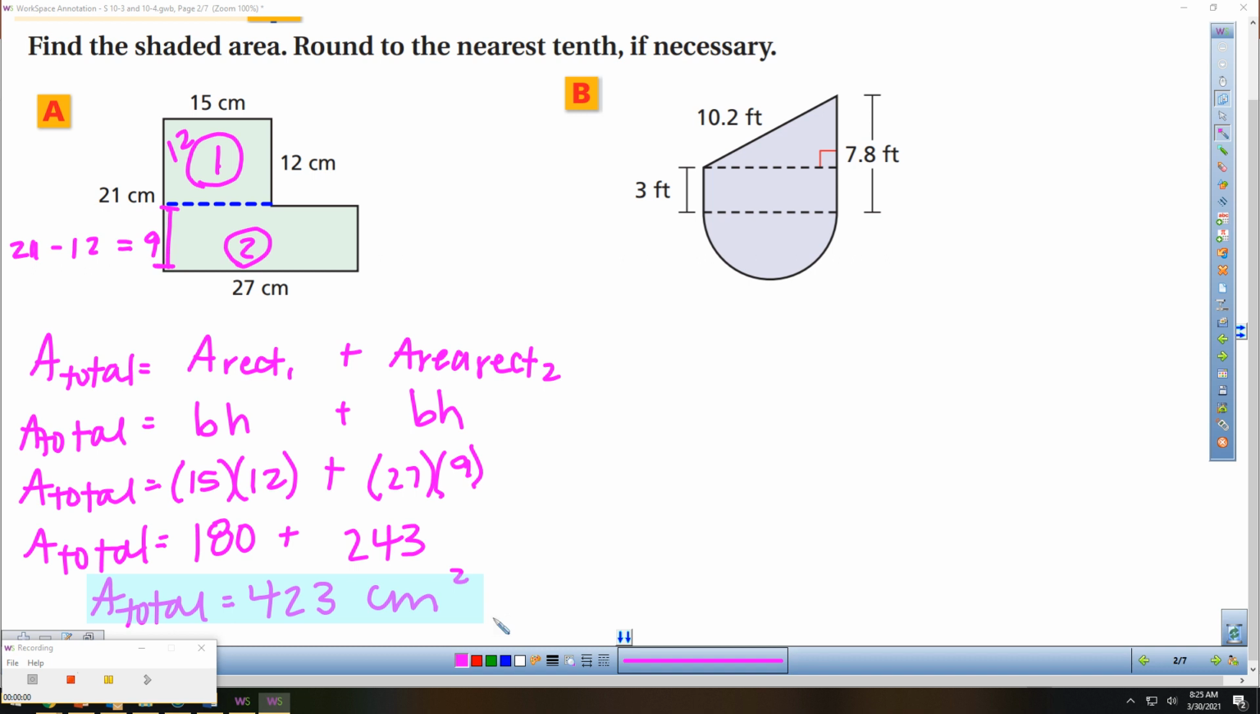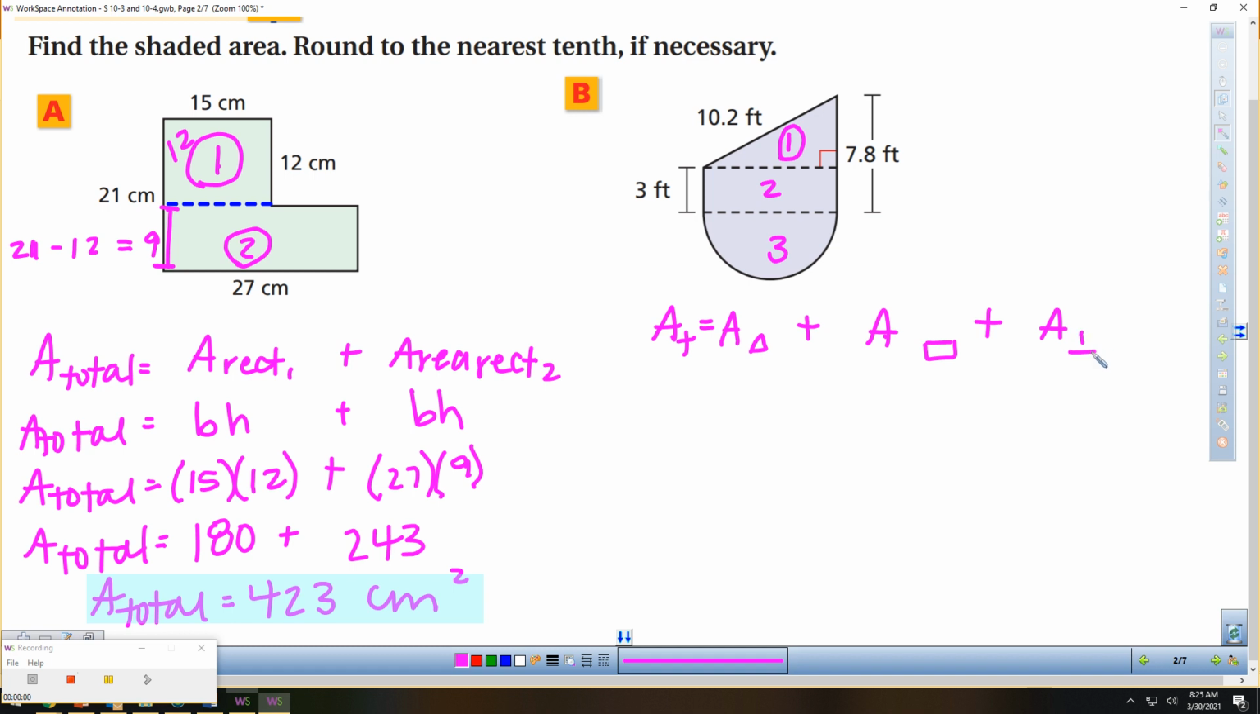Alright, example 2. So they already split it into 3 figures for me. They split it into a triangle here, a rectangle here, and then a semicircle here. Okay? So the total area, I'm just going to put a little t this time, is going to be the area of my triangle plus the area of my rectangle plus the area of my half circle.